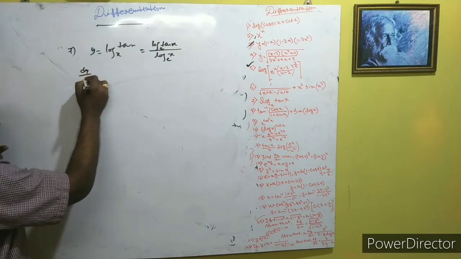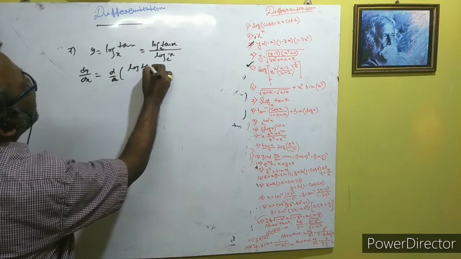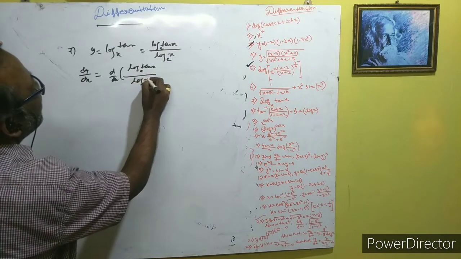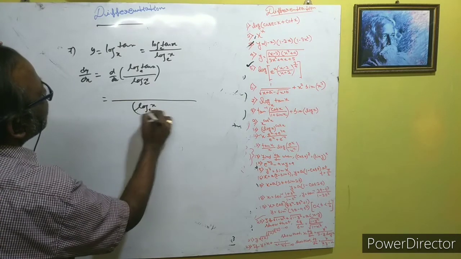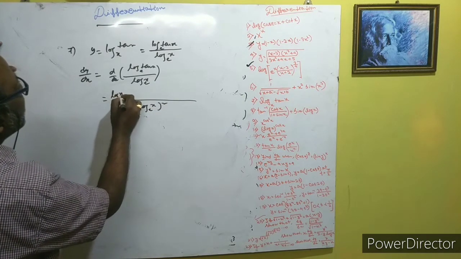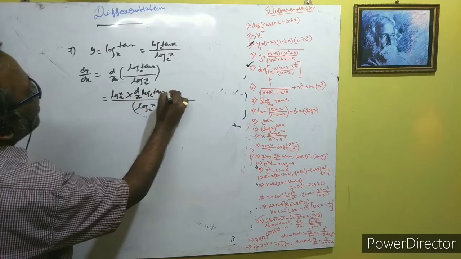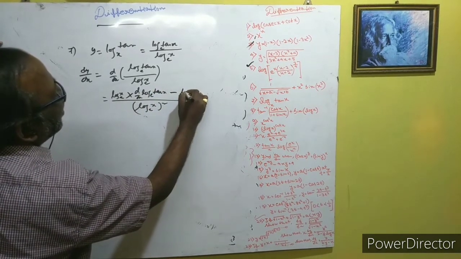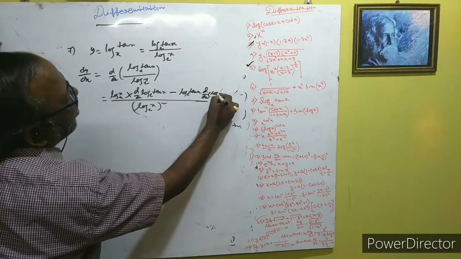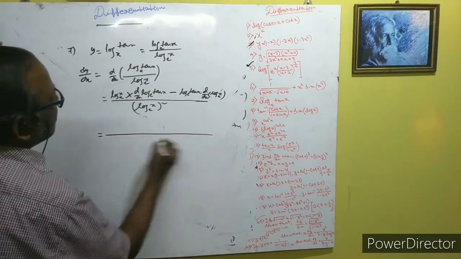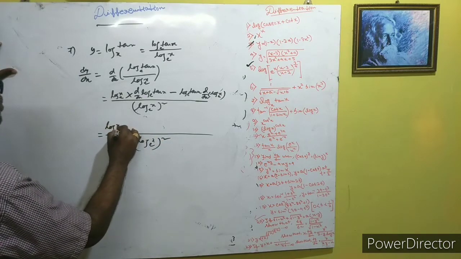Now differentiate with respect to x by the u by v method. This is d/dx of log tan x to the base e, and this is log x to the base e. So apply the u by v method. This is v, so this is v square, and here v is unchanged, and d/dx of log to the base e tan x, again minus log to the base e tan x, d/dx of log x to the base e. See, so this is here log x to the base e.